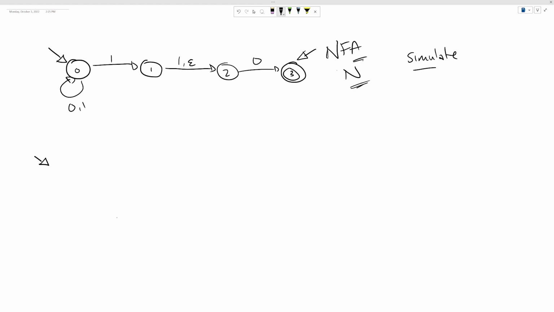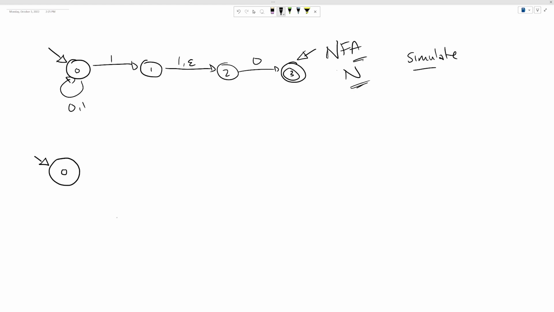Well, we start in state 0, and I want to be careful here and see, are there any epsilon transitions leaving this state? Because if there was, what that means is when we start out, we might be in more than one state. But it turns out here there's no epsilon transitions, so I'm going to write a state that just says 0 because I'm going to start in state 0.